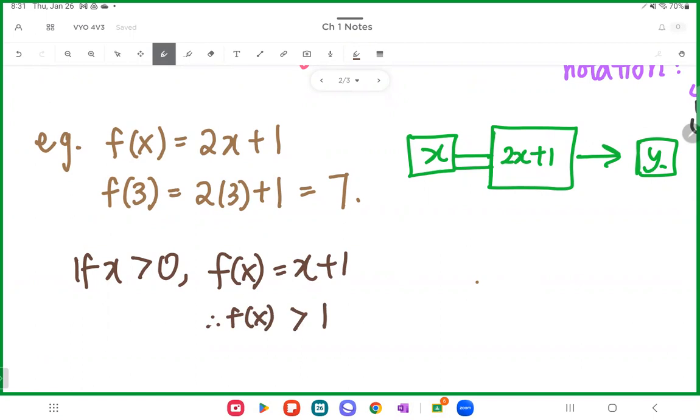Therefore, f(x) is more than 1. So if my x value is always greater than 0, my f(x) can never be less than 1. Because the minimum x value can be 0.00001, which will still be more than 1 when I add 1 to it.